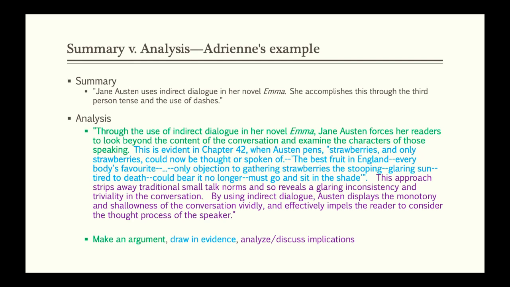So again, really looking into the analysis, thinking about the implication, the how, the why, not just what did Jane Austen do, but why does it matter the way she made it happen, right? So really thinking about the why. If you can just keep thinking about the why when you're writing your papers, you'll be in good shape.